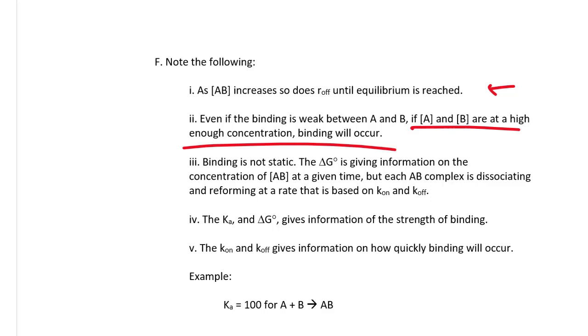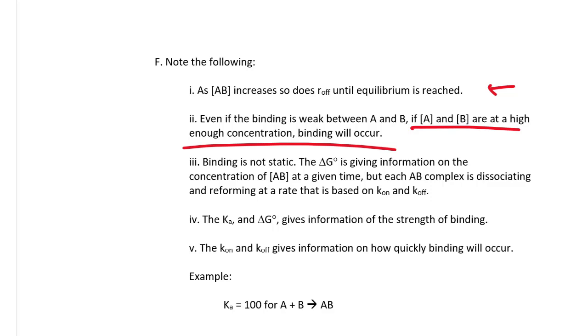And that's all that one is saying. Binding is not static. The delta G standard is giving information on the concentration of AB at a given time, but each AB complex is dissociating and reforming at a rate that is based on K on and K off.